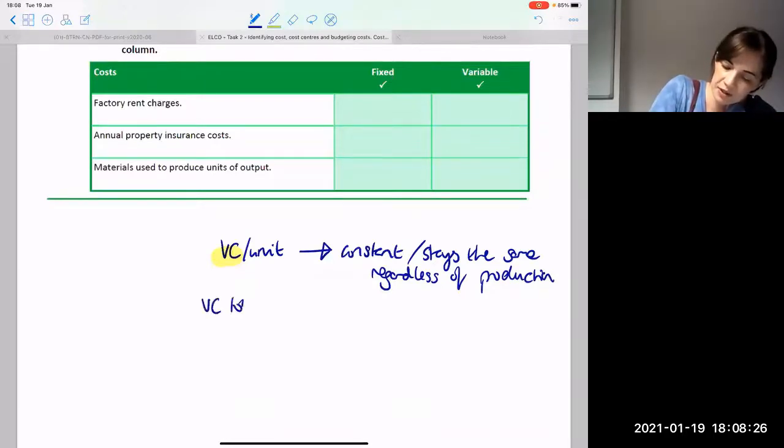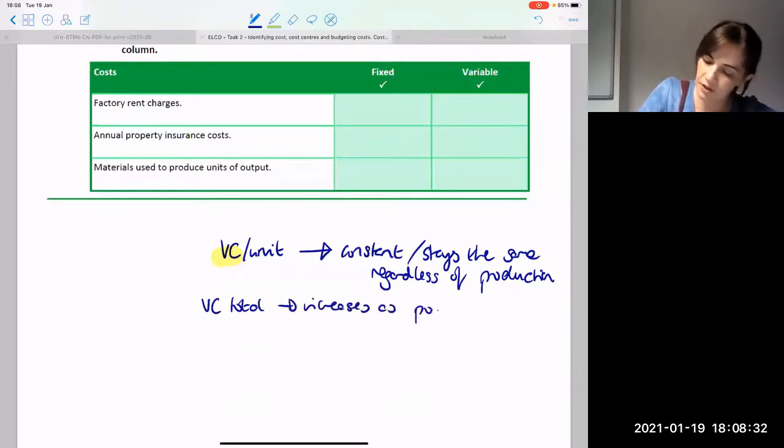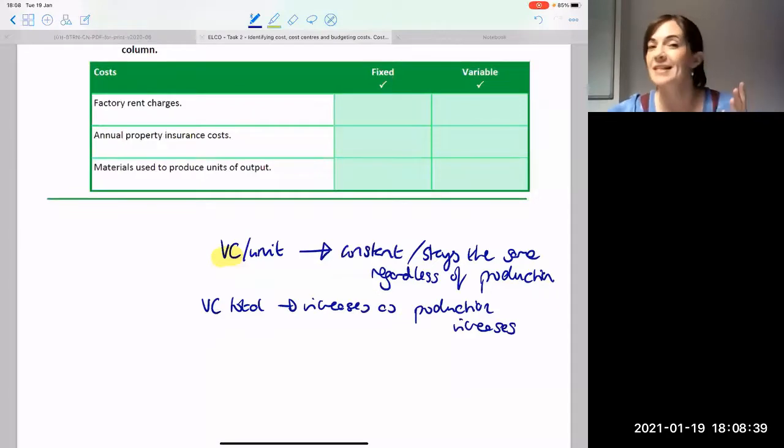Variable cost in total increases as production increases. Which makes sense, doesn't it? If it costs me £1 to produce 1 jar of jam, then if I only produce 1, it's cost me £1. If I've produced 100, it's cost me £100. So if the total cost is increasing as production increases, that's suggesting it could be a variable cost.